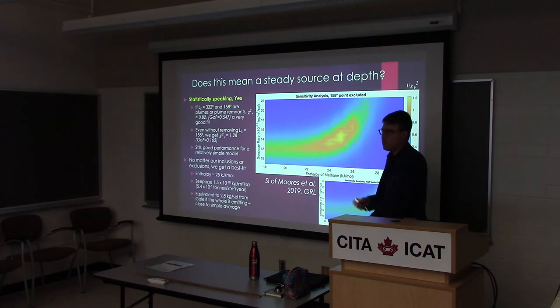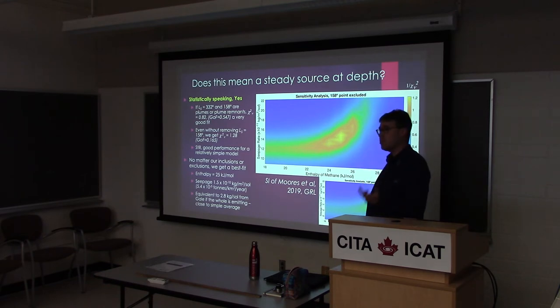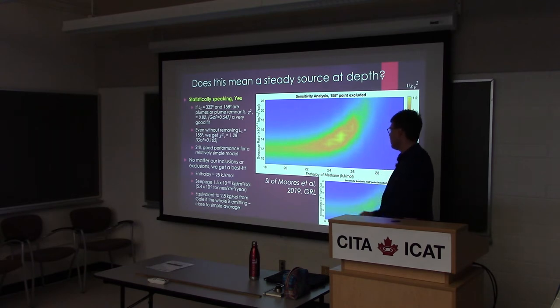And the quality of the fits remain very good. We have lots of chi-square reduced values near one, which makes me feel pretty good. The amount of seepage in that point right there is 2.8 kilograms per sol, which is actually pretty close to just the simple average of what we've been measuring. So that's all really nice. Now, there are problems in the sense that we don't have a time series, so we don't know which points we should exclude as plumes and which ones are part of the background behavior.